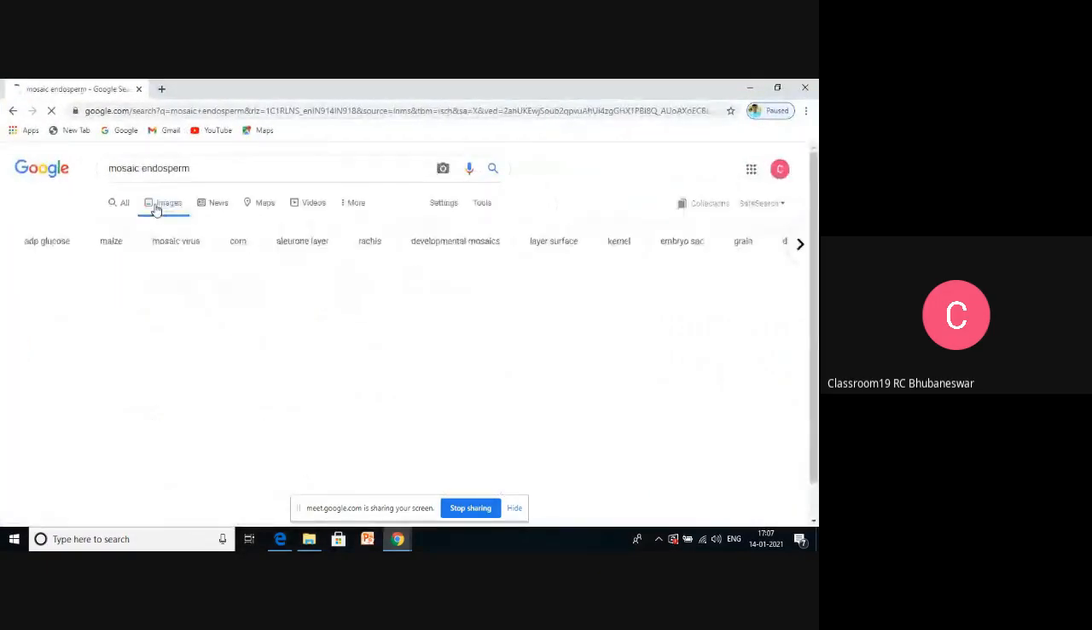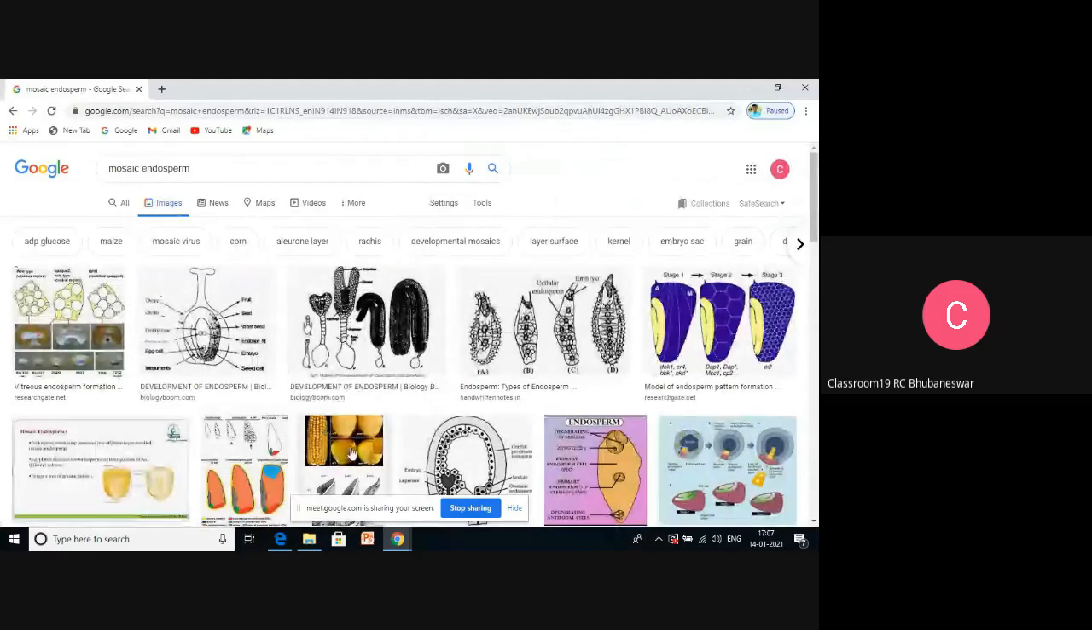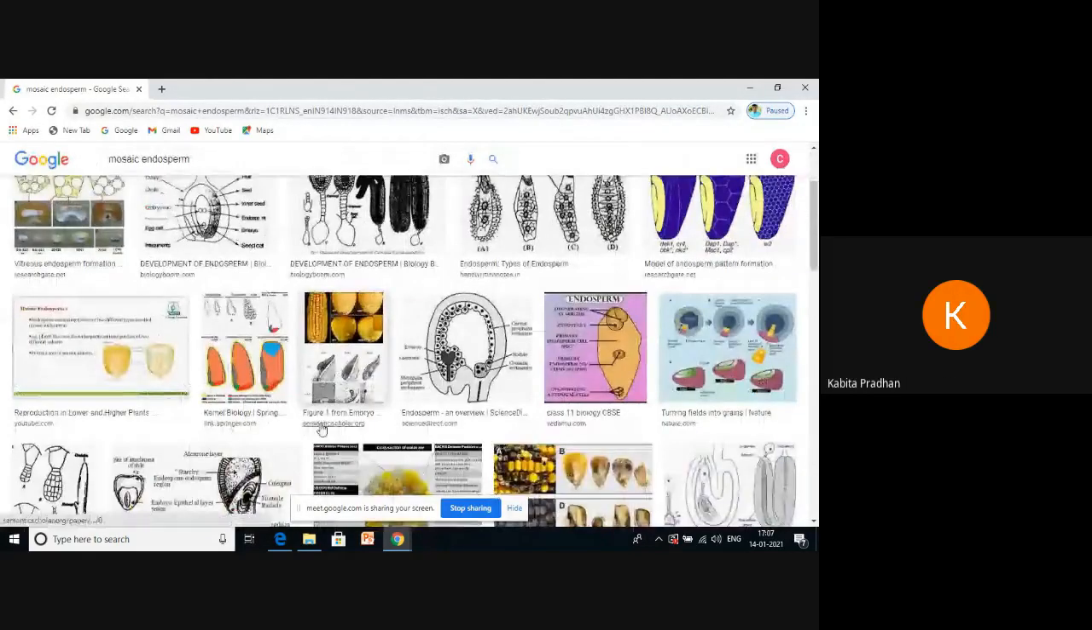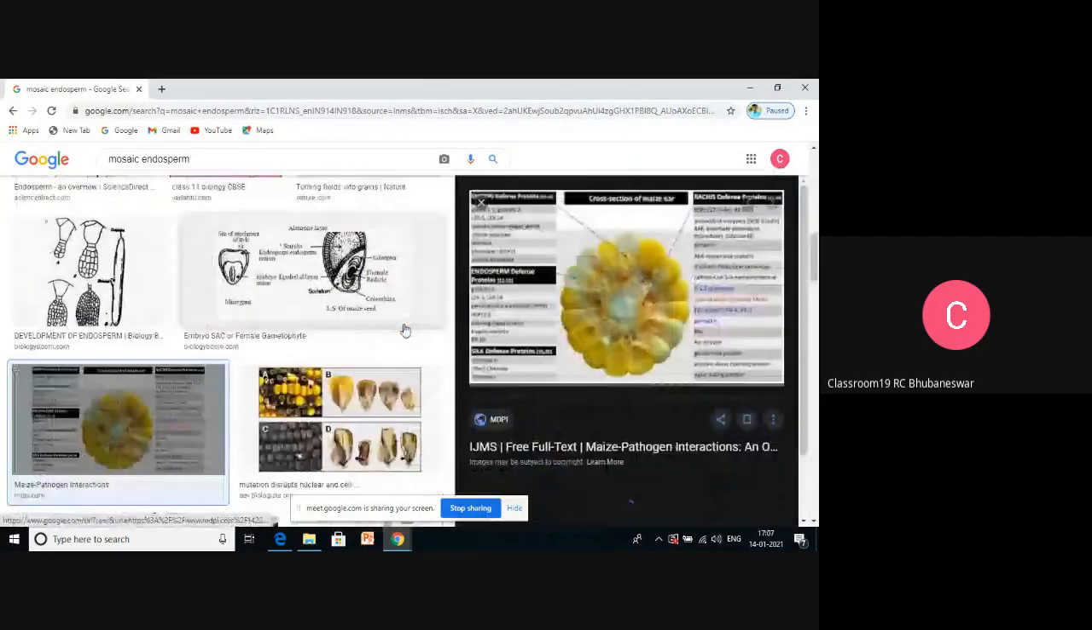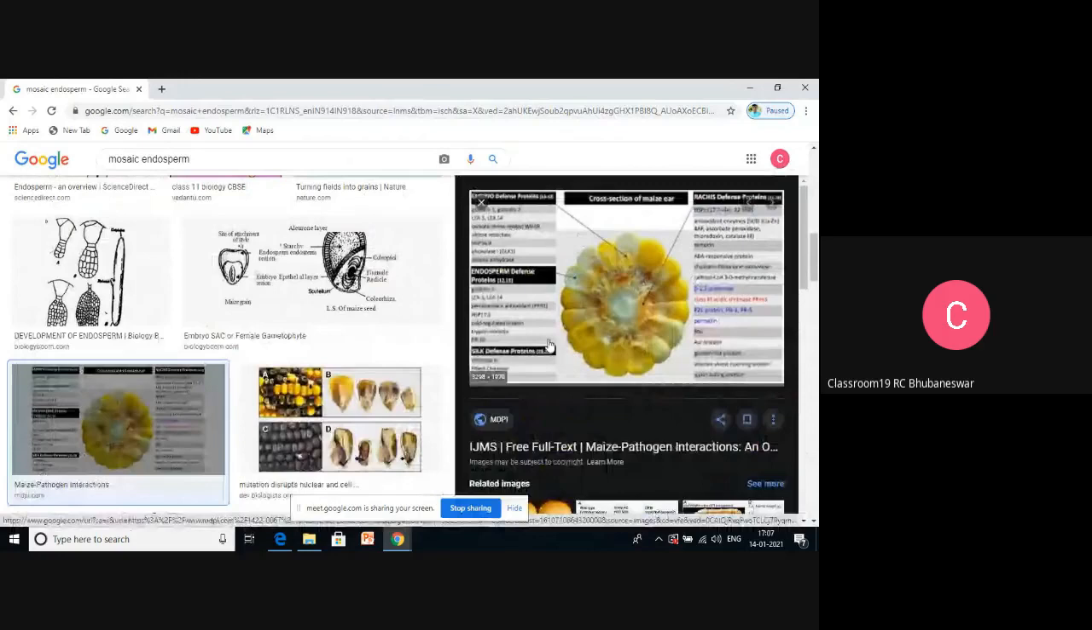Got this point? Yes or no? Look at this figure I am showing here. This is the example of the mosaic endosperm. A part of the seed is white, a part of the seed is yellow. In maize, the endosperm is the storage tissue, but here a part is white, a part is yellow. When the endosperm is not uniform or is a composite, it is known as mosaic endosperm.